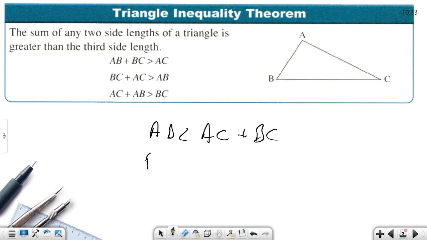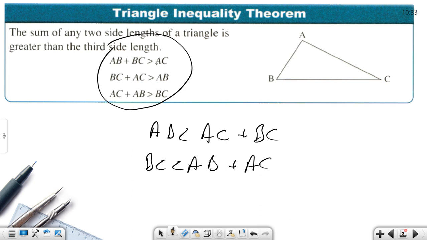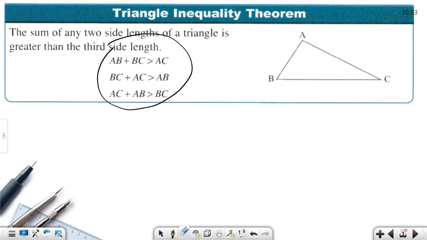Let's say BC. BC must be smaller than AB plus AC. That's the rule. So it's written here. You can say all the time one side is less than the sum of the two sides. As a result of this theorem, you can say any side. Let's say BC. BC is all the time smaller than the sum of these two. Is that true? Yes, AB plus AC.